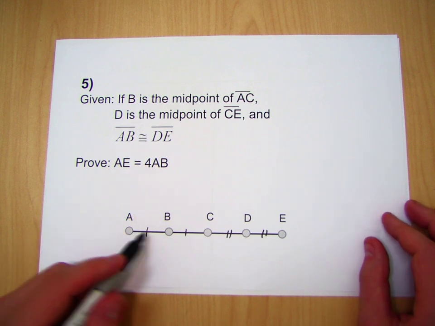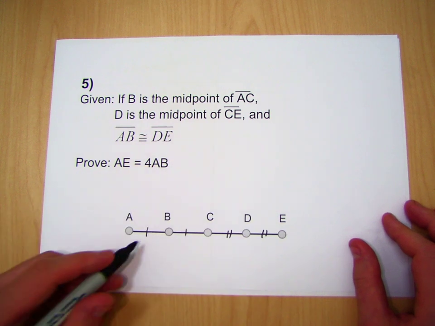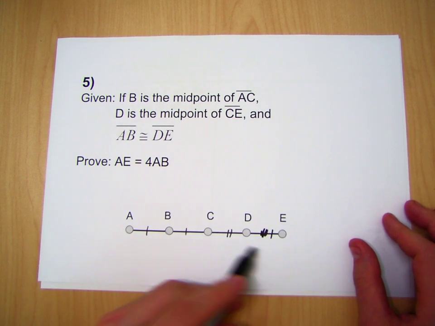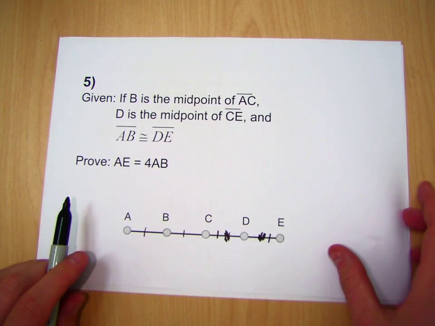But if we already know that AB is congruent to DE, then we know that AB and DE are the same. So in fact, we could just put one line. But if these two are the same, then all four have to be equal. Now we have to write that out in a proof. So here's how it looks.